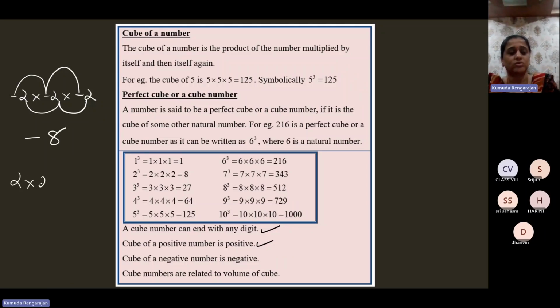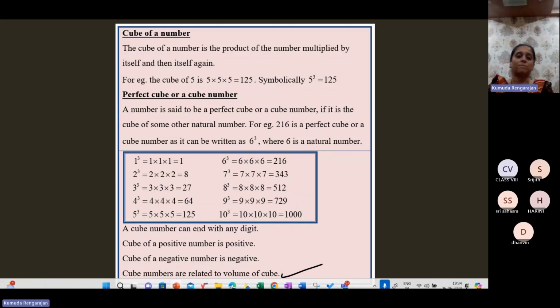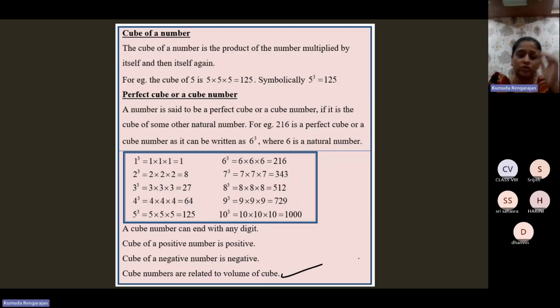The cube of a positive number will be positive, like 2 into 2 into 2 is positive 8. So cube of a positive number is positive, cube of a negative number is negative, because the minus happens 3 times, so the product is negative. Cube numbers are related to volume of a cube. When we take a question, it will be more clear to you, but just remember now, cube numbers are related to volume of a cube.